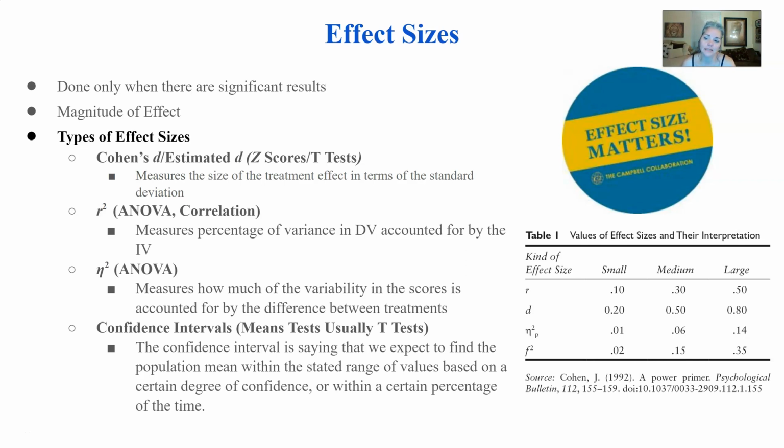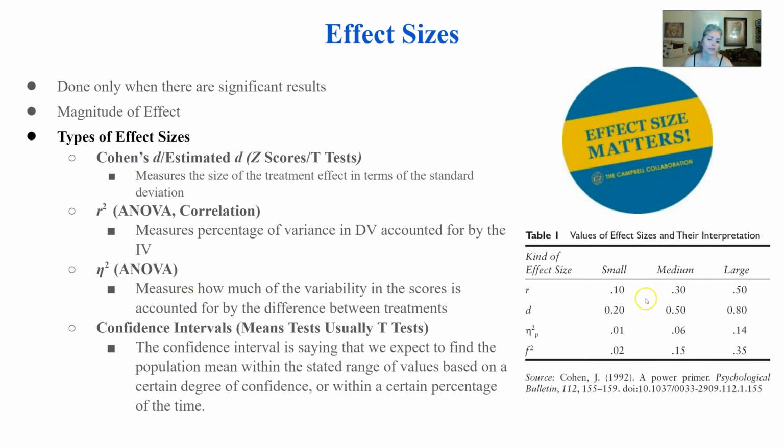And effect sizes are used. Our significance tests, or our hypothesis tests, tell us whether there were significant differences. Effect sizes tell us how big those differences were, the magnitude of those differences. And so the type of effect size you use depends on the type of test that was conducted. Cohen's d is used for z-scores and t-tests. R-squared is used for correlation and can be for ANOVA. And then eta squared, or partial eta squared, is used for your ANOVA.